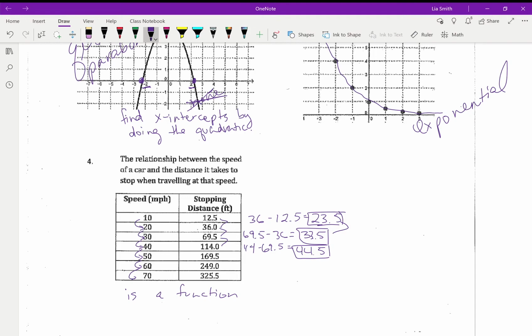So 33.5 minus 23.5 would give me positive 10. But then 33.5 plus 10 would give me 43.5. So this one is actually plus 11. So not even the second differences are the same. So we would classify this as a neither function. Okay, it's not quadratic, it's not linear, and it's not exponential. Hopefully that was a good review for you with determining linear, quadratic, and exponential.